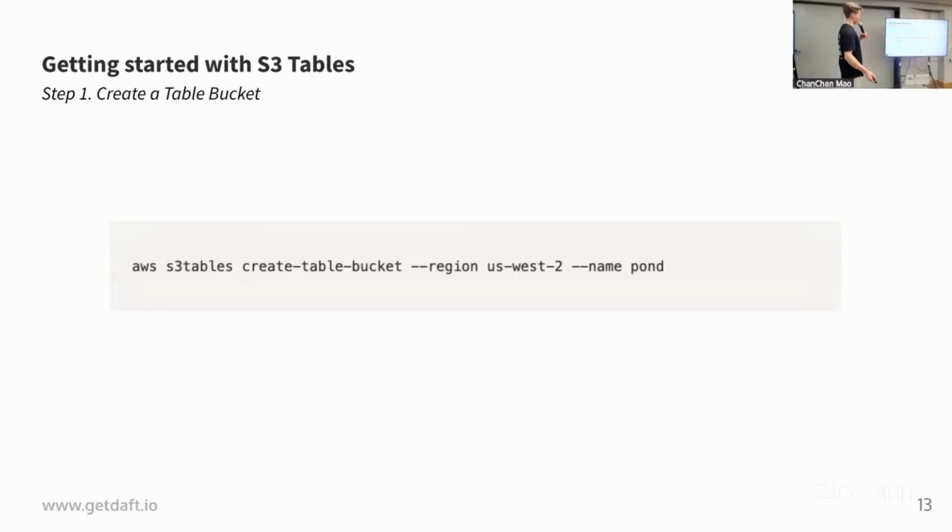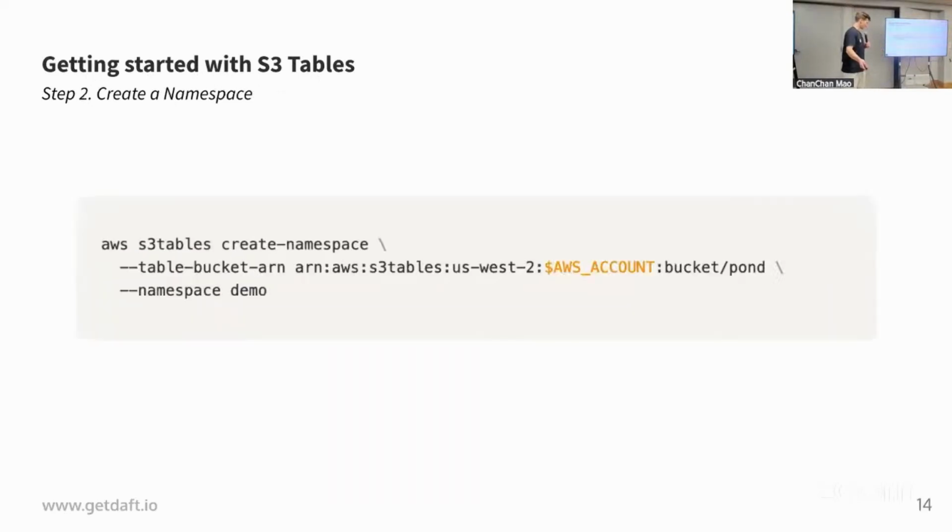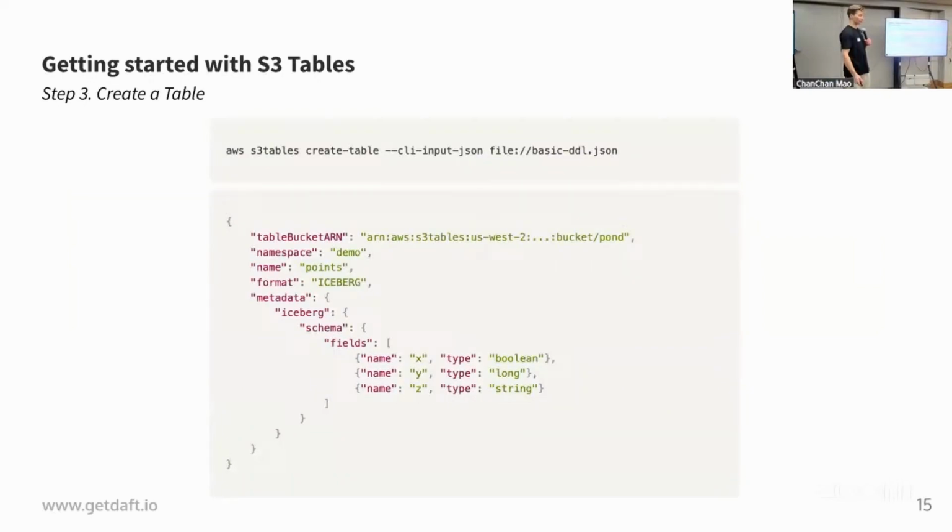So the first thing is we go to the CLI and run aws s3tables create-table-bucket. This is a new service. You have to update your CLI, and it's not under S3. Next we create a namespace. When you work with Iceberg, once you have a catalog or a place to put the data, you have to create a namespace, and then you get your table in there. So I just created a namespace. It's called demo. And now we're ready to create a table.